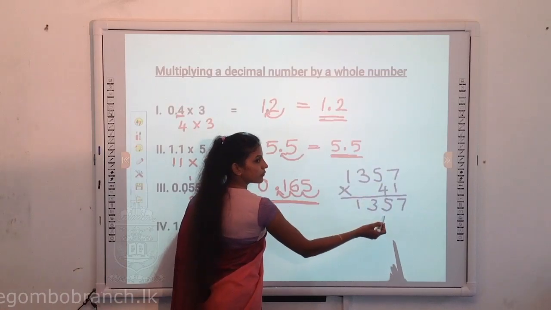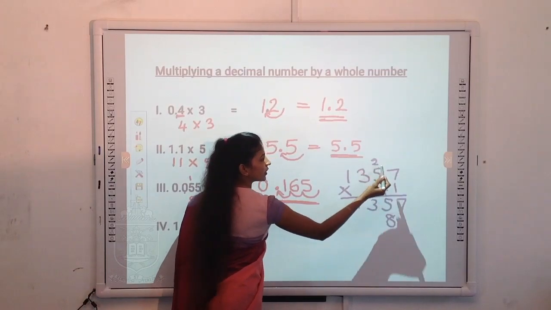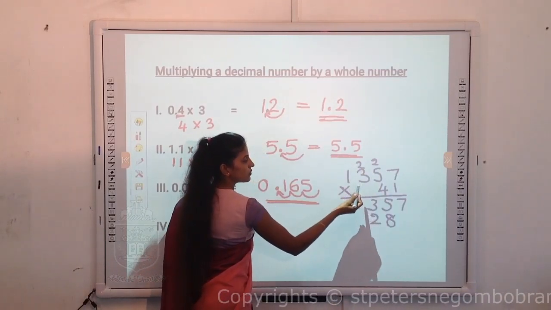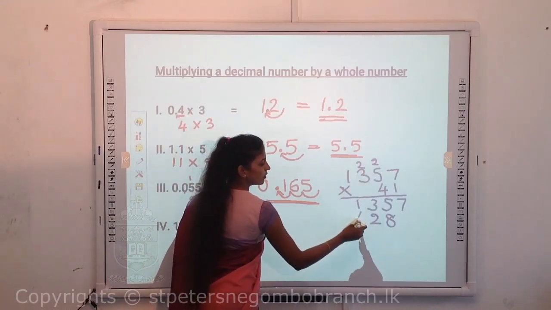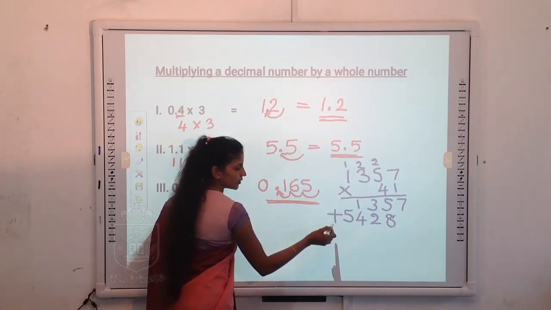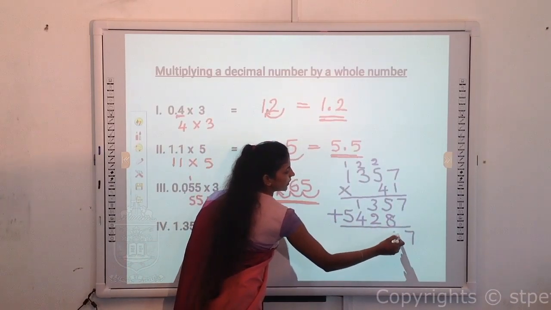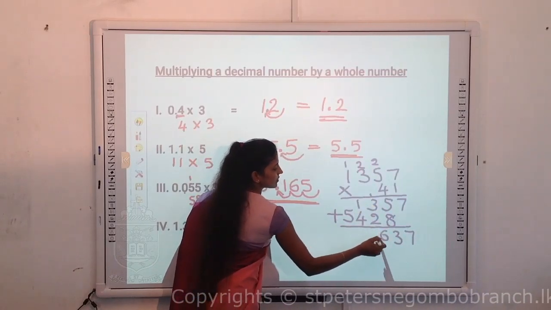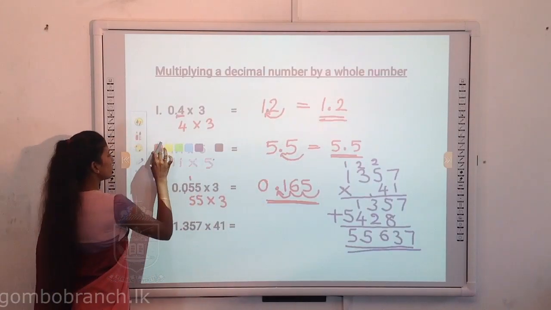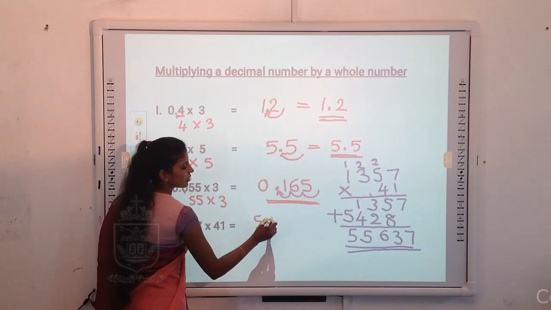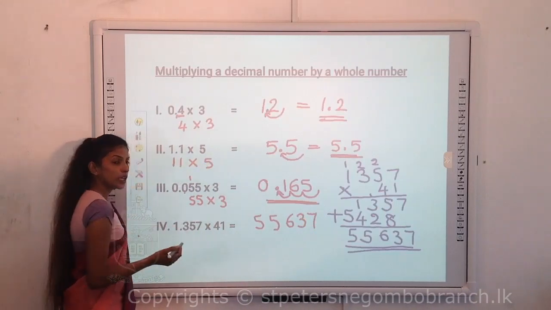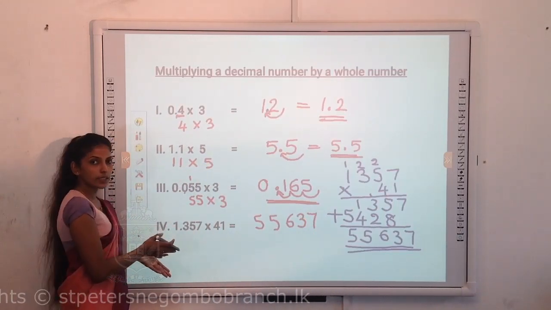Next, 4 times 7, 28. 2 remaining. 4 times 5, 20. 20 plus 2, 22. Again 2 remaining. 4 times 3, 12. 12 plus 2, 14. Again 1 remaining. 4 times 1, 4. 4 plus 1, 5. Next step is to add. So let's add: 7. 8 plus 5, 13. 1 remaining. Here 6, 5, 5. So you all can see here the answer is 55,637. But this is not the final answer because we neglected the decimal point and just multiplied.